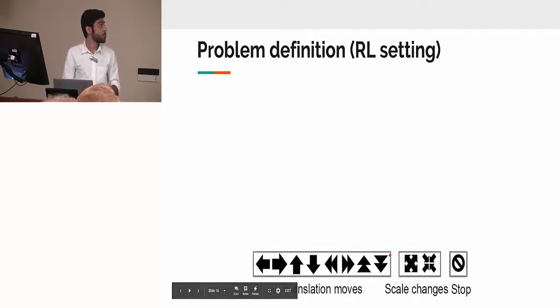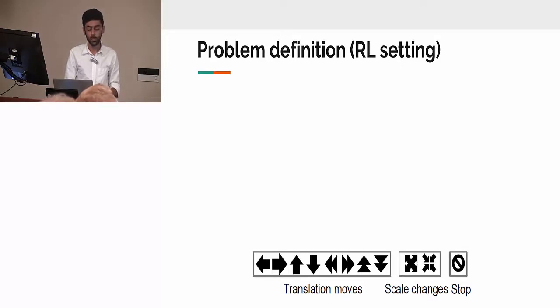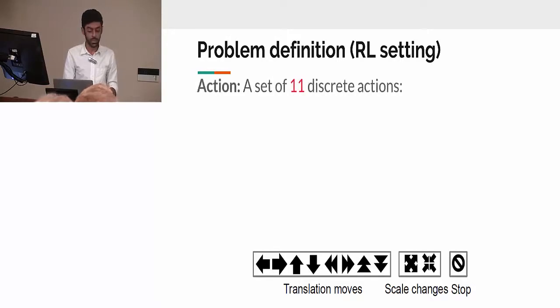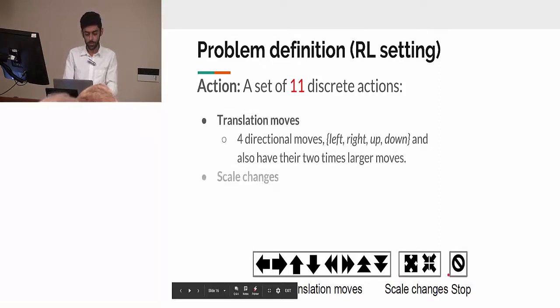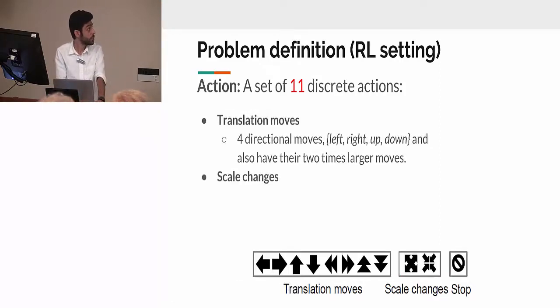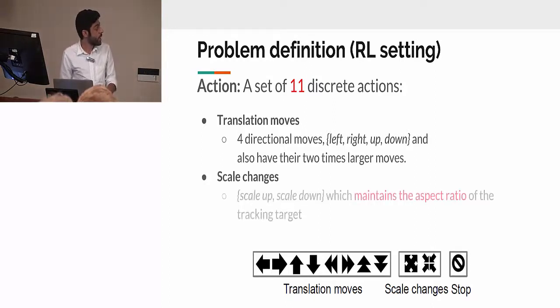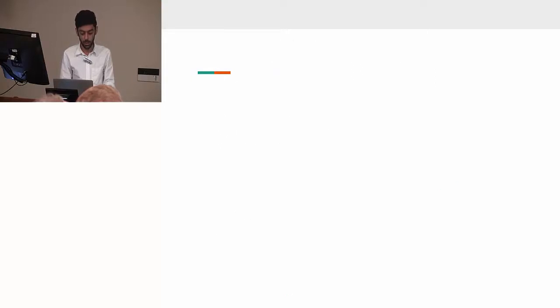Okay, as I mentioned before, for solving a reinforcement learning problem, we need to define state, reward, and action. Here's how they define the reinforcement learning setting. The actions are a set of 11 discrete actions, which are basically the transition moves: left, right, twice left, twice right, which is basically twice the movement, scale up, scale down, and stop, which is the indicator of finding an object. As I mentioned, the transition moves are movements in the 4 directions, and scale changes maintaining the aspect ratio of the bounding box, and the stop, which is basically finding the object.